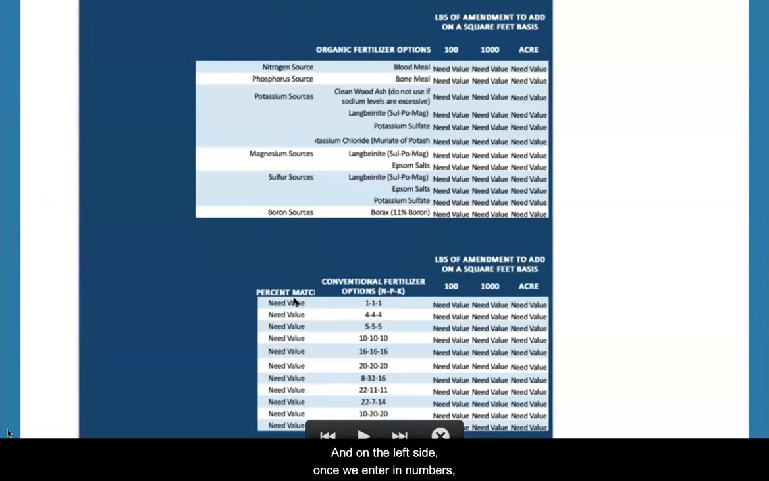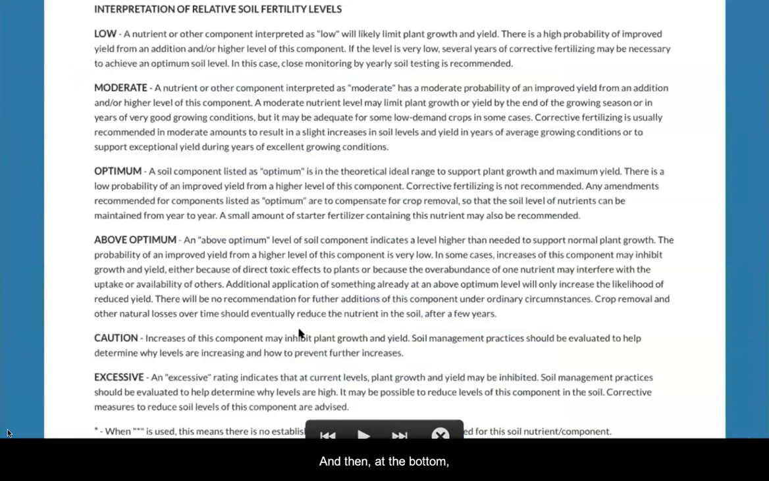On the left side, once we enter in numbers, it will give you a percent match and will tell you which is probably the best fertilizer ratio that you should choose to add to your soil. So that's what it will do. And then at the bottom of that, once you've scrolled down through all of it, it will give you the relative interpretation numbers to be able to use alongside what it spits out. So when it tells you it's low or moderate or optimum, you know what those mean.